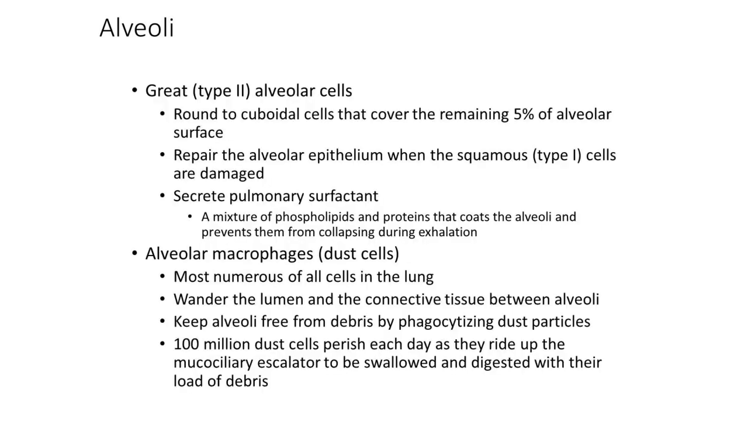You also have great alveolar cells, which are type 2 cells. They are round to cuboidal cells that cover the remaining 5% of the alveolar surface. They repair the alveolar epithelium when the squamous cells are damaged. They also secrete pulmonary surfactant. This is a mixture of phospholipids and proteins that coats the alveoli and prevents them from collapsing during exhalation.